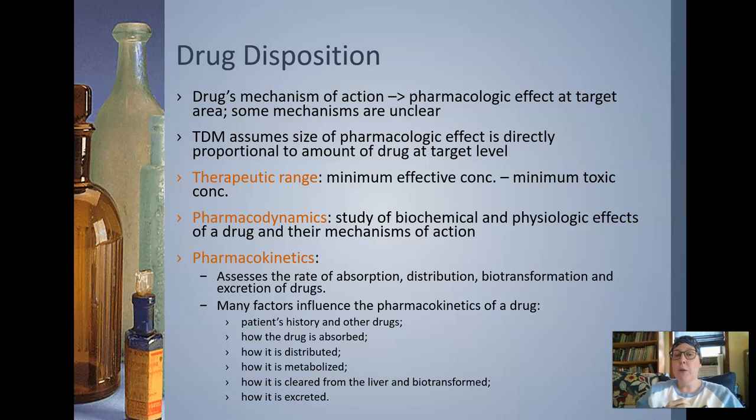Now, pharmacokinetics has to do with, if you will, how the drug moves through the body: the rate of absorption, the rate of distribution, biotransformation, and excretion of the drug. A lot of factors can affect the pharmacokinetics because they are dependent on the person taking the drug. Some of the factors are, for example, the patient's history and other drugs that they might be taking. Some drugs may interact with other drugs. Patient's history, for example, whether they have a history of renal issues, liver issues, or stuff like that.